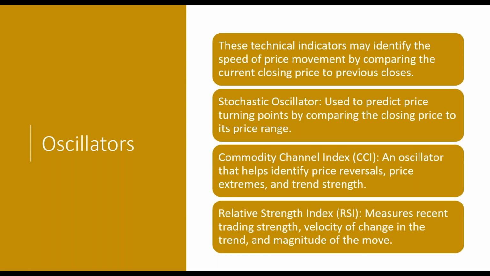Now, these technical indicators may identify the speed of price movement by comparing the current closing price to previous closes. Stochastics is used to predict price turning points by comparing closing price to its price range, while Commodities Channel Index is an oscillator that helps identify price reversals, price extremes, and trend strength, where RSI measures recent trading strength, velocity of change in the trend, and magnitude of the move.